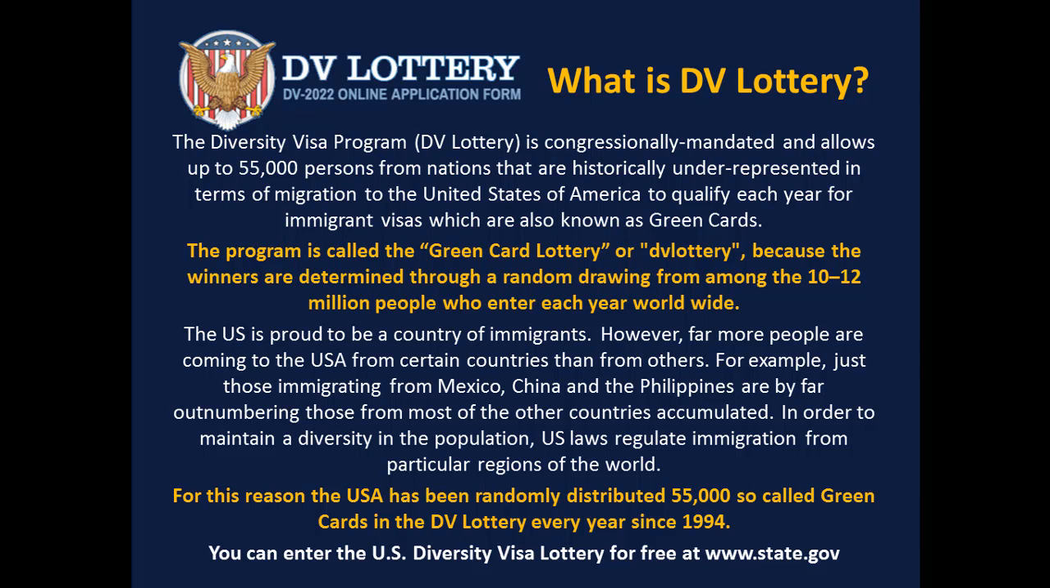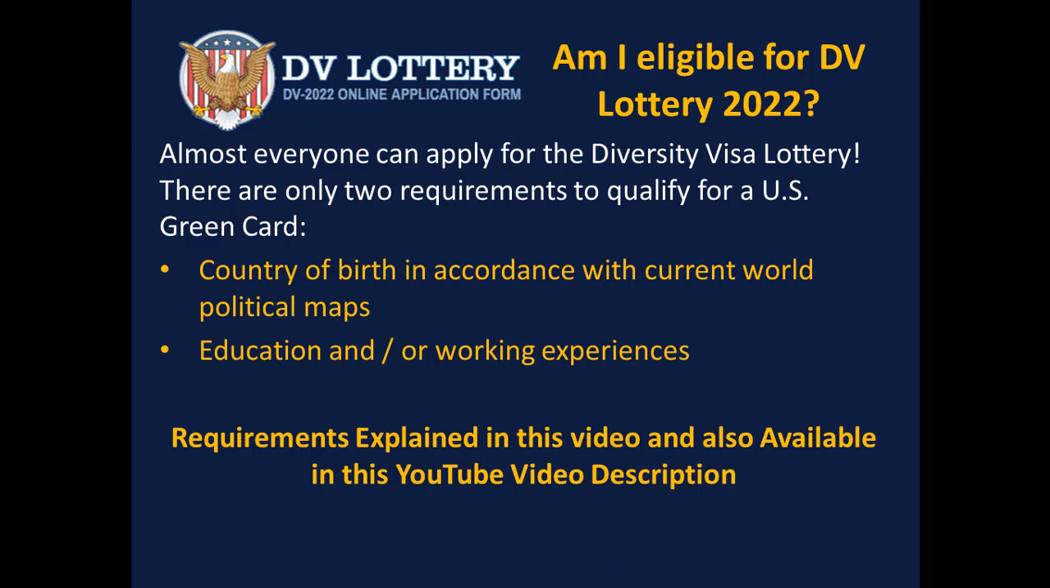You can enter the US Diversity Visa Lottery for free at www.state.gov. So are you eligible for the DV lottery of 2022, which is accepting applications for the year of 2022? The current year is 2020 and your results will be out in 2021 in the month of May, and you can go to USA in 2022.